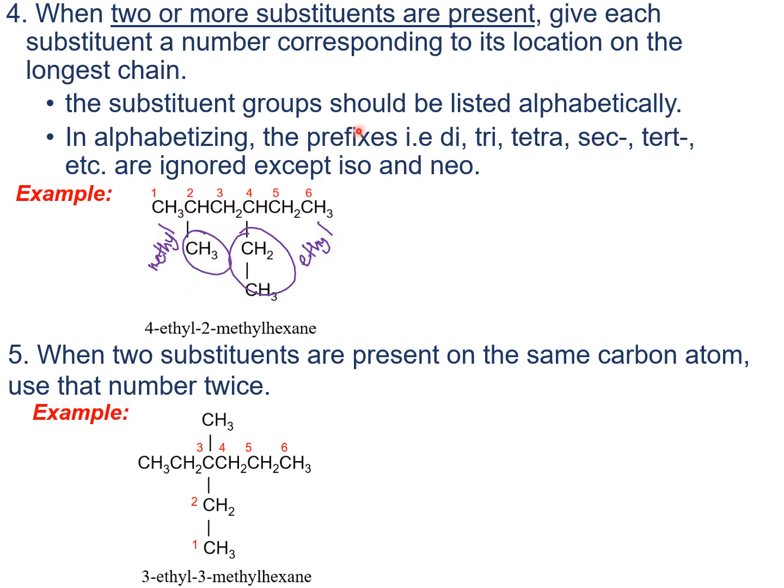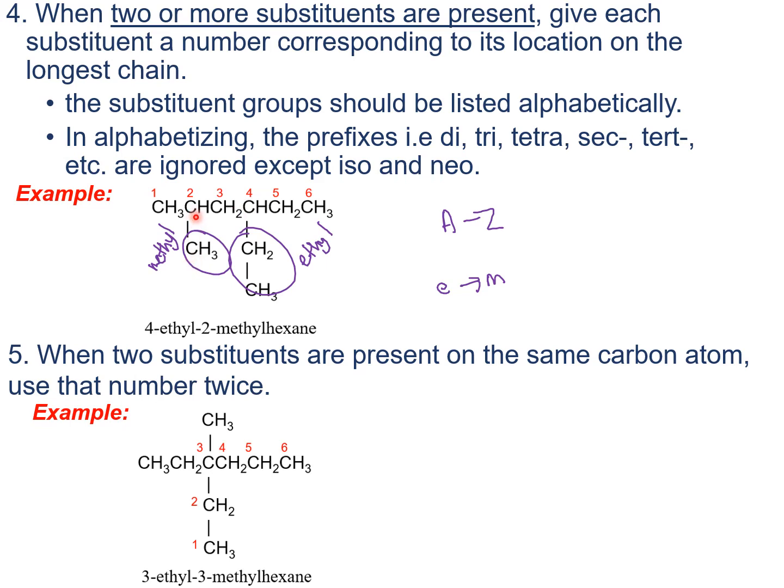Cumanya bila nak namakan dia, the name should be listed alphabetically. Okay, kena ikut alphabetical order. For example, you know that kalau alphabetical order A to Z, E dulu baru M kan? E comes first, baru M. So how can you write down the name? Ialah, okay, tak kisahlah ethyl ni dia kedudukan carbon yang selepas yang methyl ni, tapi bila nak namakan memang kena ikut alphabetical order. Okay, so kita dah tahu dah ethyl ni berada pada kedudukan carbon number 4, methyl berada pada kedudukan number 2.